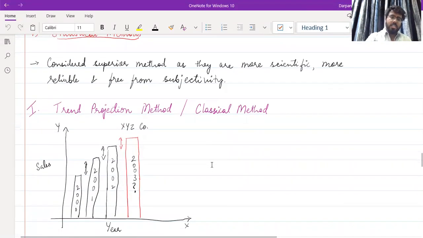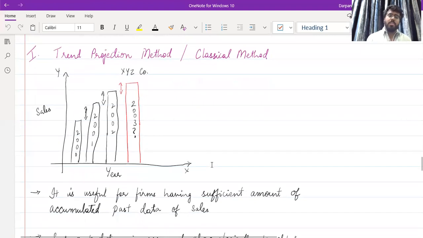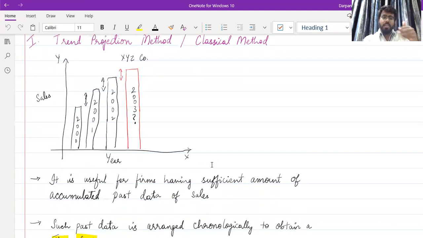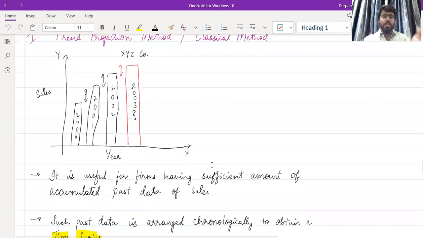Then statistical methods. The first statistical method which we saw is trend projection method or classical method. What was happening in this? In this, you have past historical data. You have in year 2000, how much did you sell? 2001, how much did you sell? 2002, how much did you sell? Basis that, you're applying that particular trend to your next year also, assuming that all the factors will remain the same, correct? So if it is increasing every year by 5%, you will assume that demand will increase next year also by 5%.